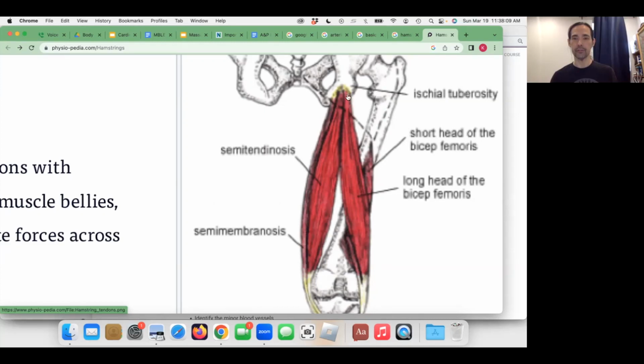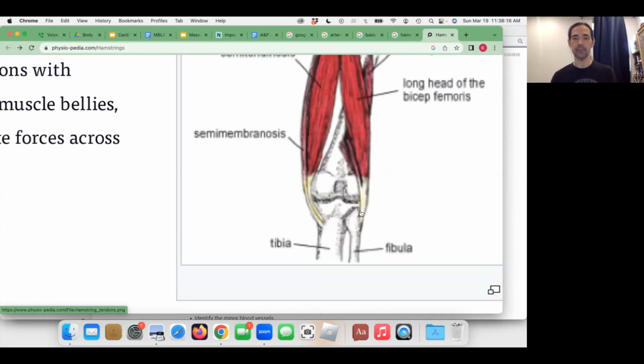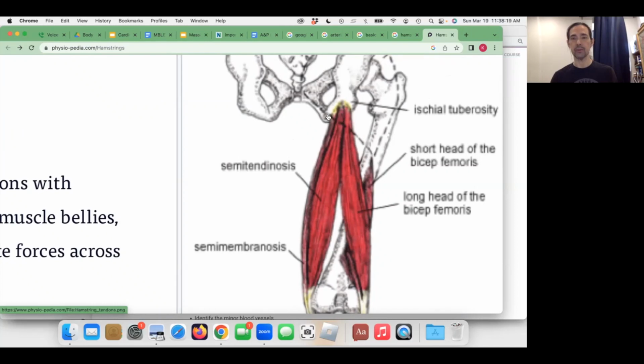So here's the origin for the biceps femoris up here and here on the femur. And then here's the insertion for the biceps femoris. And here's the origin for the semitendinosus and semimembranosus, which are on the medial side. If you can see the sacrum, the midline is here. And you know that these muscles are more medial and these muscles are more lateral. That should tell you that these are the biceps femoris. The biceps femoris are the lateral ones. The semis are the medial ones.